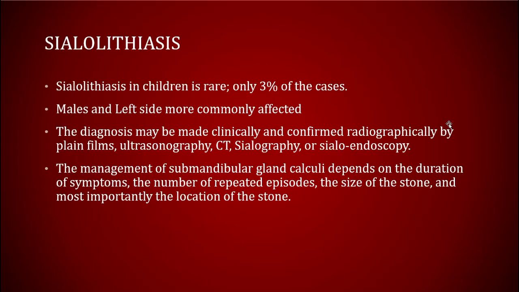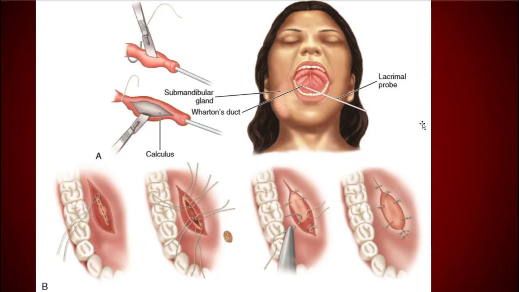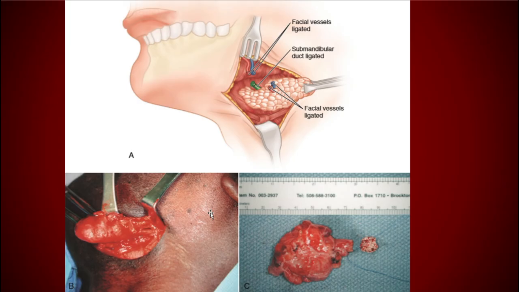Now, in children, about 3% of the cases. Males and left sides are more commonly affected. The same idea. Now, if the stone is anterior to a line between the 6 to the 6, we go for intraoral excision. If not, we go for extraoral excision of the gland.